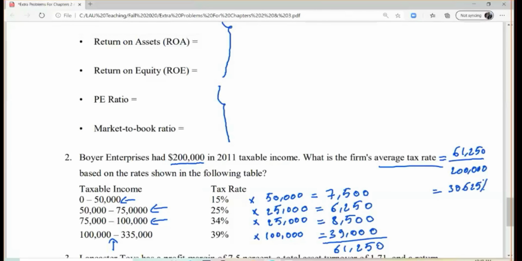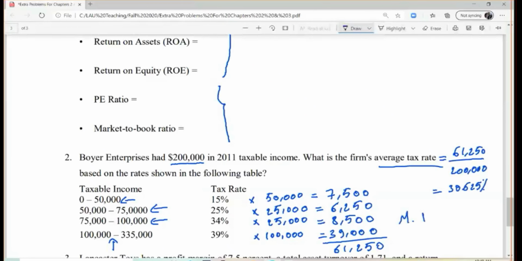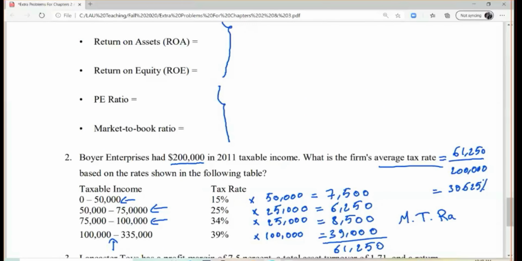and the answer is 30.625%. If the question was about the marginal tax rate, the answer is 39%. So this is the tax rate of your current bracket. Because if this firm generates one additional dollar in taxable income, that dollar is gonna be taxed at a rate of 39%.